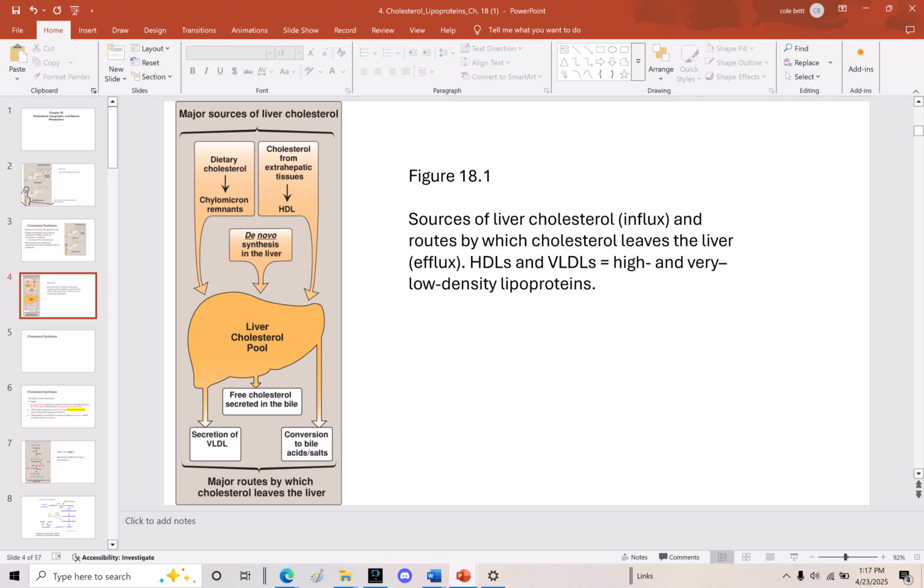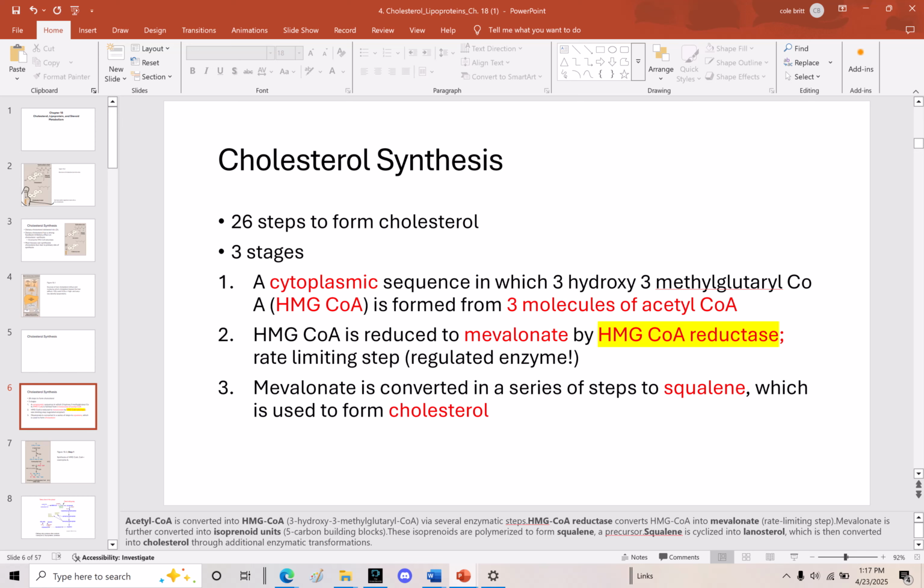So we can synthesize cholesterol though, so we do not need to consume it. It is not essential. That de novo synthesis, that means making from scratch. So we can make cholesterol from scratch using what molecule? What's the precursor for making cholesterol? Acetyl-CoA. So cholesterol synthesis. 26 steps for cholesterol synthesis.